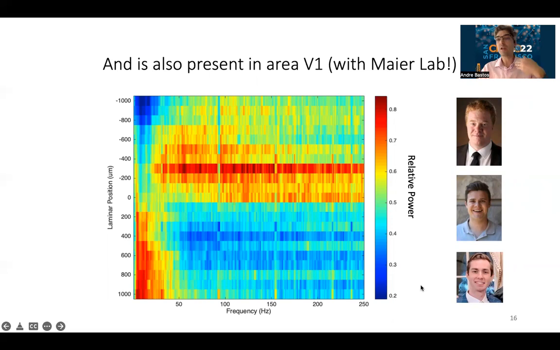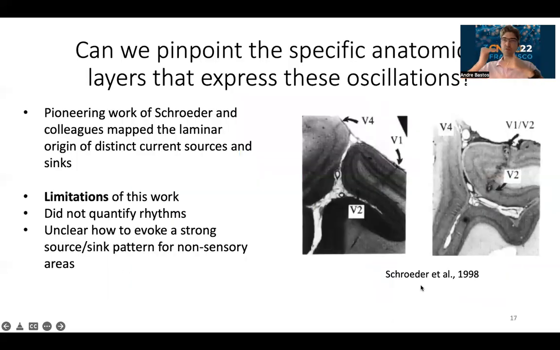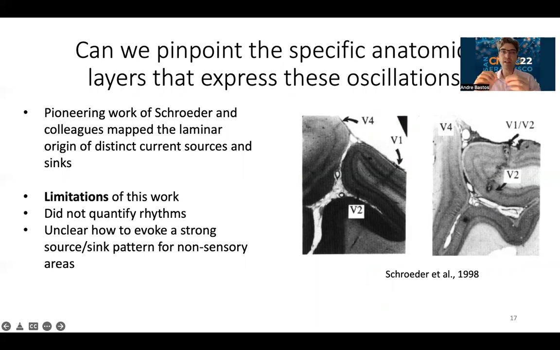And in addition, going beyond just the superficial versus deep layer distinction, what we were also really interested in is determining the specific anatomical layers that express these oscillations. And so here I'm showing pioneering work from Charlie Schroeder and colleagues, wherein he performed current source density analysis in different visual areas and performed tiny electrolytic lesions to then look at the exact layers that were corresponding to different CSD sink and source patterns.